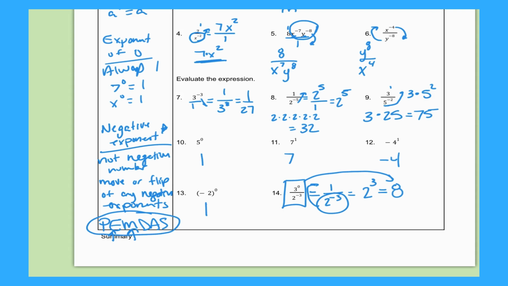So make sure you're practicing those exponent rules because we're going to start seeing these mixed in with other rules in bigger problems.